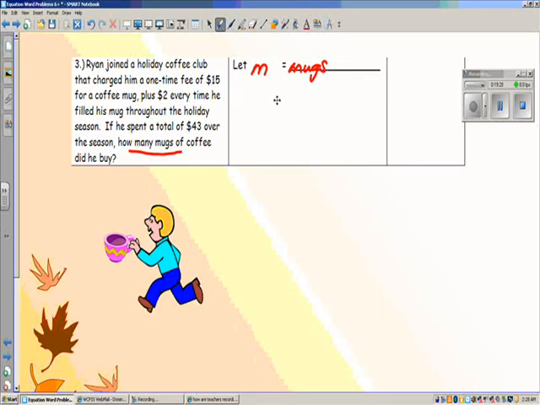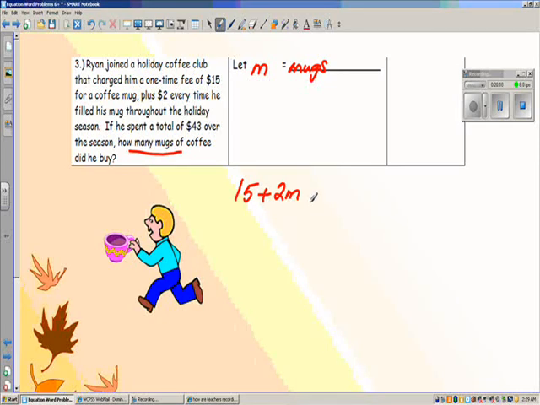Okay, now that we've defined our variable, let's go ahead and start setting up our equation. If Ryan joined the holiday coffee club for a one-time fee of $15, that one-time fee will never change. He has to pay $15 no matter what. So let's write down our 15. Plus $2 every time he fills his mug, but we don't know how many times he fills it. So we'll represent that with 2M.